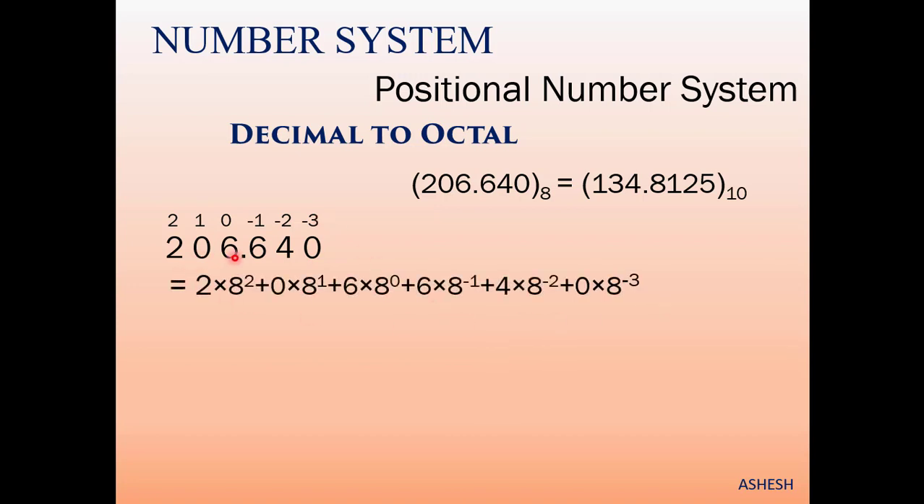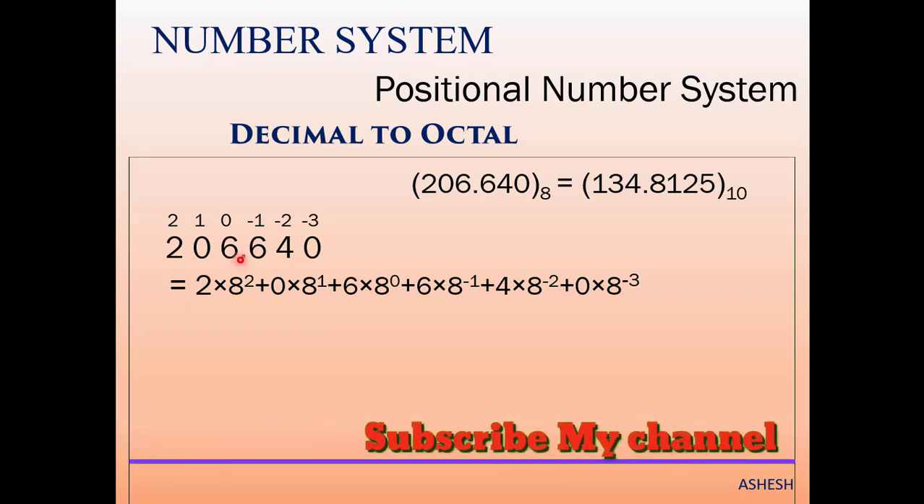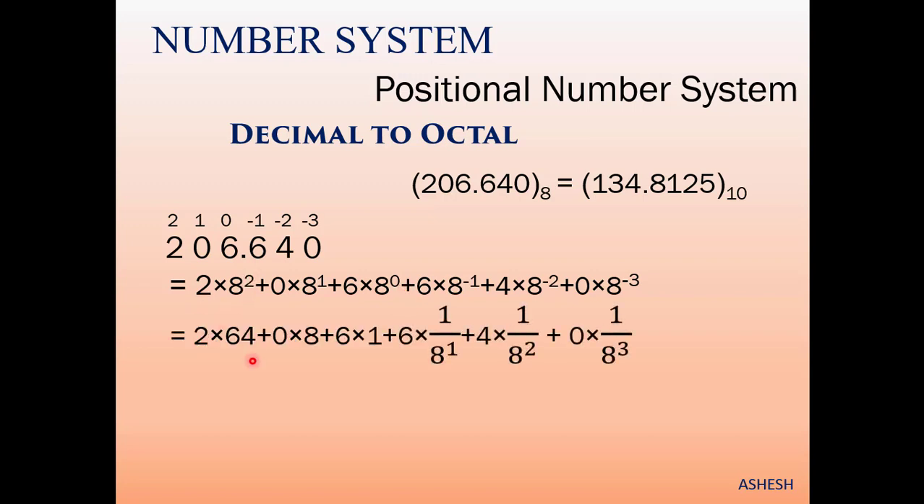Some of my students did wrong things, that point right there. But sir, please remember that point should not be written here. Only write that plus sign. 2 into 8 square equal to 64 plus 0 into 8 to the power 1 equal to 8 plus 6 into 8 to the power 0 equal to 1 plus 6.